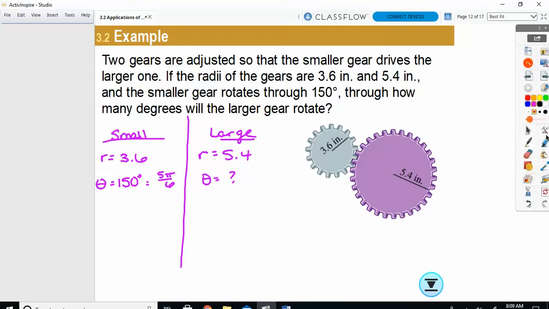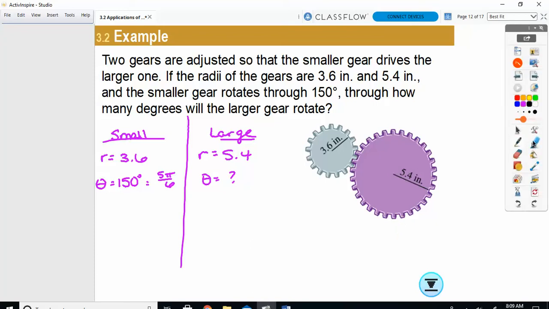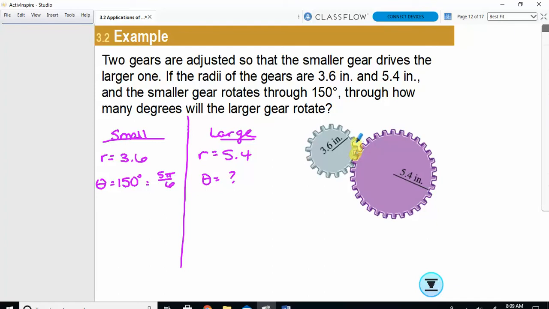Let me ask a question. So when I say the smaller gear drives the large one, so as this one spins, it causes that one to spin. So what's the same in both of these? The amount that it's spun, right? So those are touching, so it's the same distance for both of them.